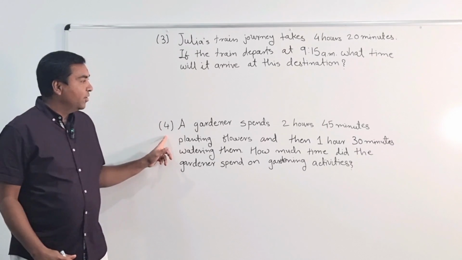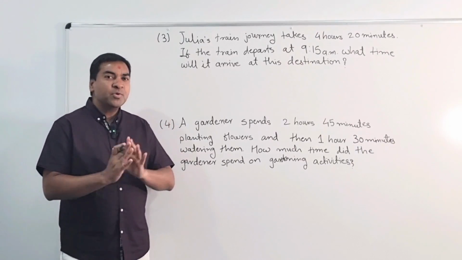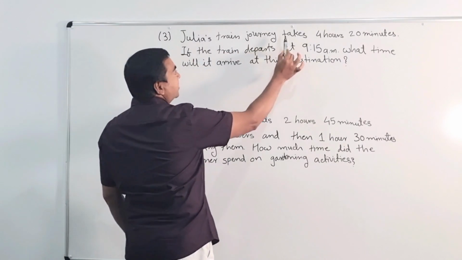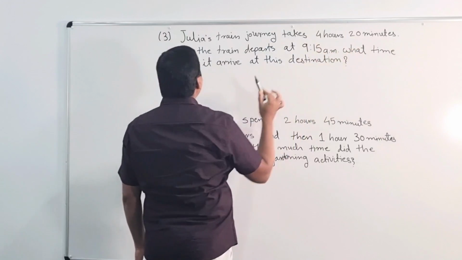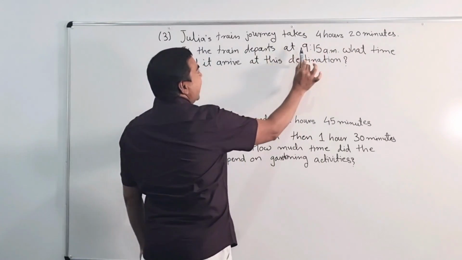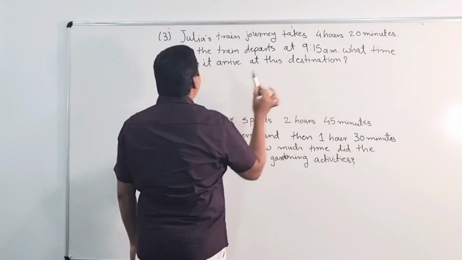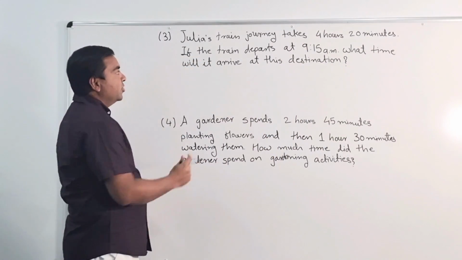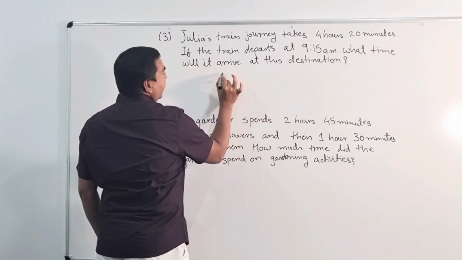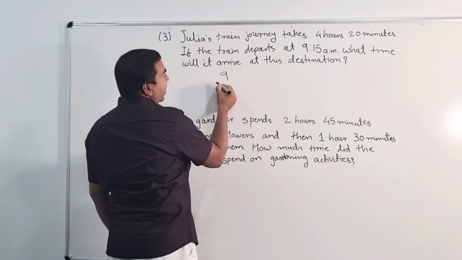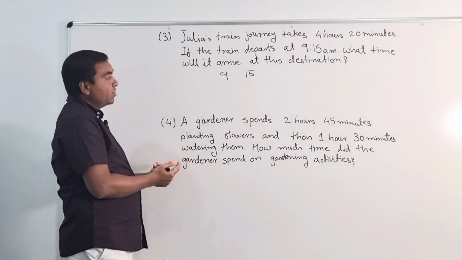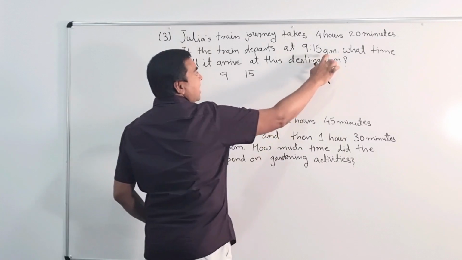Question 3 and question 4 are not very challenging, so we'll try to do them quickly, guys. Question number 3: Julia's train journey takes 4 hours and 20 minutes. If the train departs at 9:15 a.m., what time will it arrive at its destination? So we can see the train is starting at 9:15 in the morning. I can put down 9 hours and 15 minutes in the morning because they're saying AM.